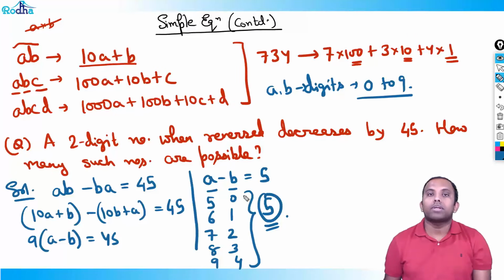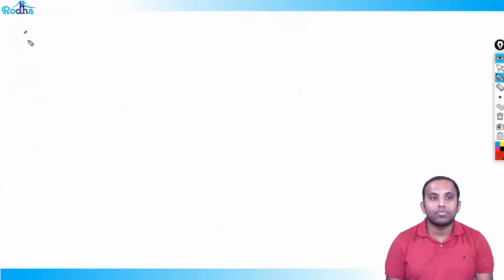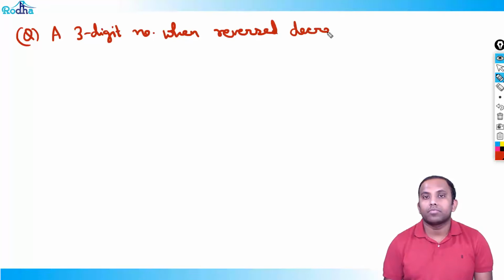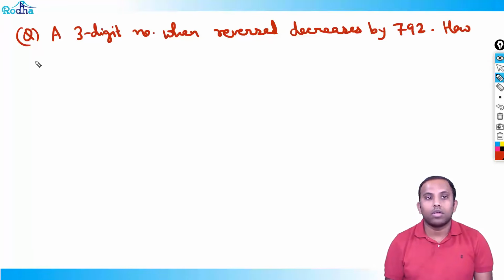So 50 when reversed becomes 05, decreases by 45. 61 when reversed becomes 16, decreases by 45. 72 when reversed becomes 27, decreases by 45. This was the question. Now the next question: a 3-digit number when reversed decreases by 792. How many such numbers are possible?